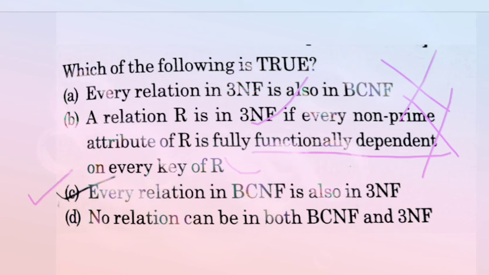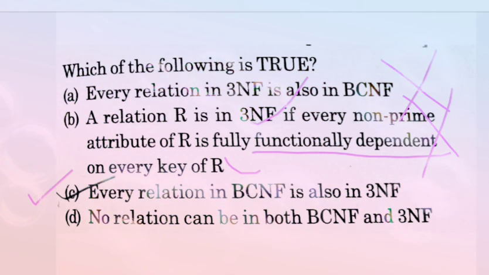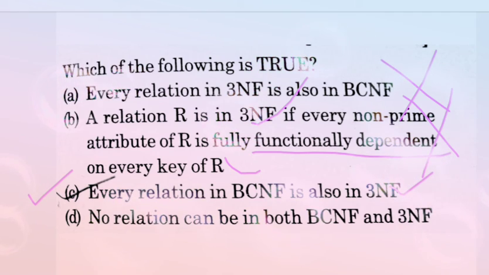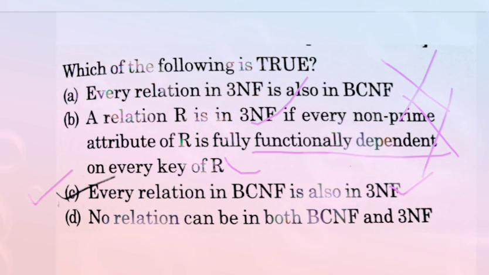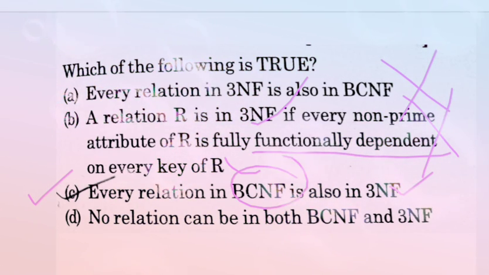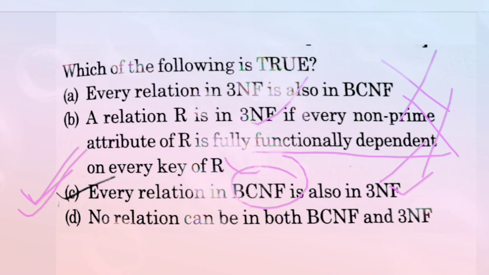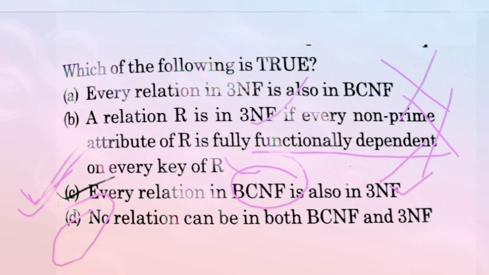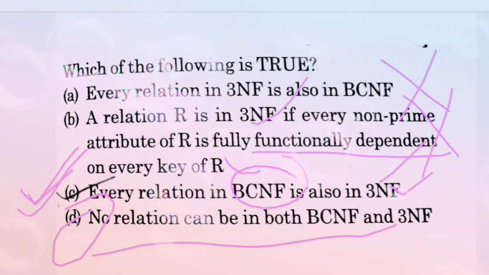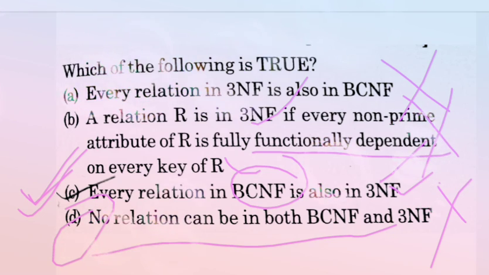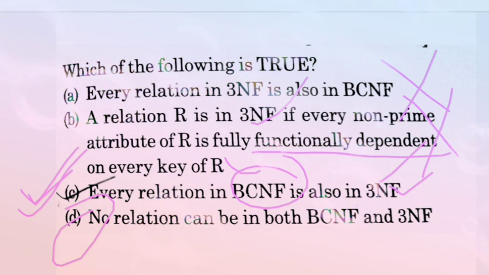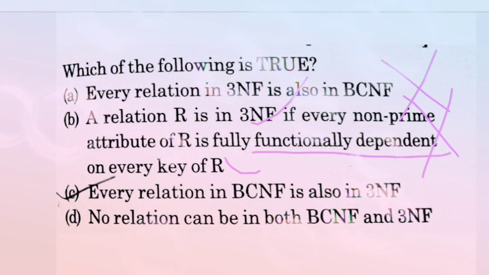Now come to option C: every relation in BCNF is also in third NF. Yes, according to the given hierarchy, every relation in BCNF is also in third NF. So this is a correct statement. Now automatically we can say that option D is also false. So option C is the correct statement. Now come to the next question.